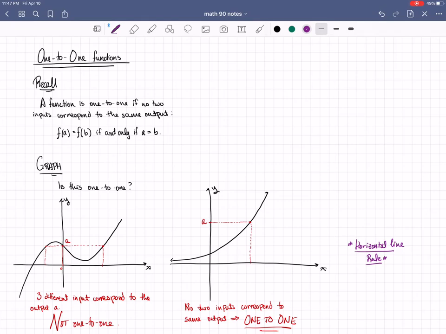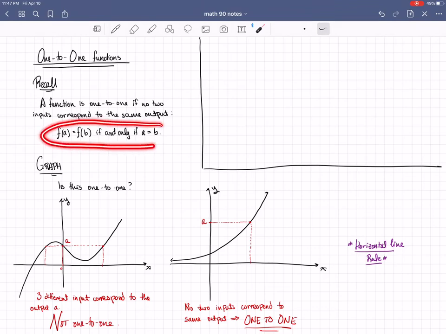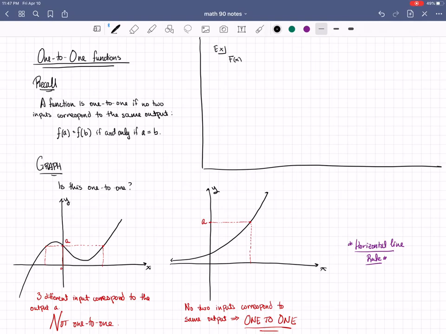Okay? Another approach uses the second half of the definition. You can see here that in the definition I said a function is one-to-one if no two inputs correspond to the same output. And then underneath I said this means f of A is equal to f of B if and only if A is equal to B. So say you have a function, I don't know, f of x is equal to 3 over 2 minus x. And someone asks you, is this one-to-one?